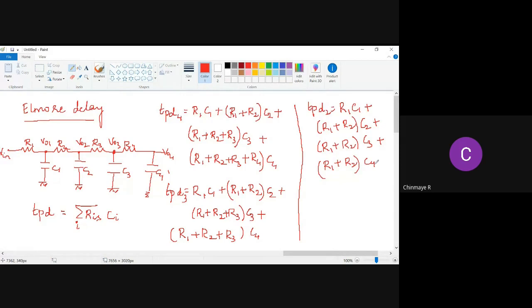Right? This is how you calculate Elmore delay. Who will tell me what's TPD1? Manikandan, can you tell me? Yes, ma'am. R1 times C1 plus C2 plus C3 plus C4. Correct. That's it. You're right. So is this clear now? Yes, ma'am. Yeah, I hope this is clear. Right? So we'll just summarize what we did so far and then we'll wind up.